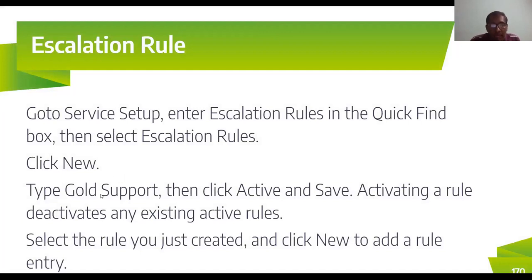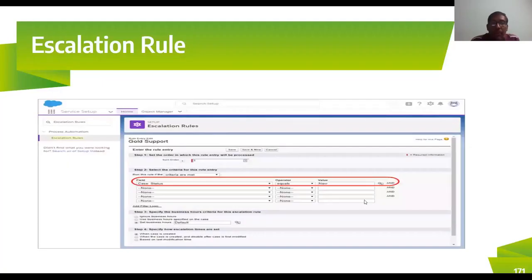Again, under Setup, Service Setup, under Home, you have Quick Find. Type escalation rule and click New. Name it Gold Support, then click Activate and save it. Now the escalation rule is active, named Gold Support. Once you activate a rule, the previously activated rules get deactivated. Now select the rule you just created, click New, and add the rule entry.